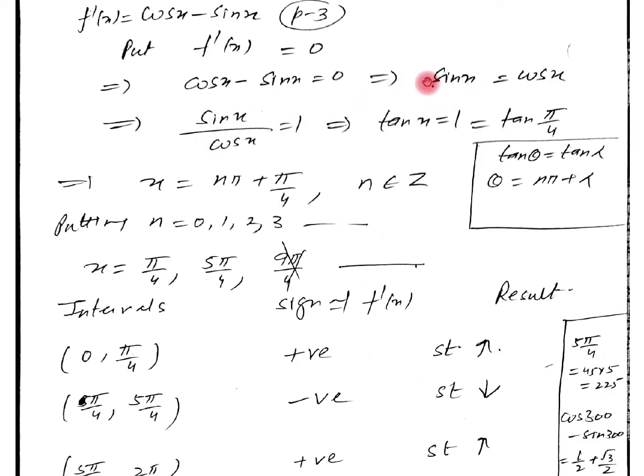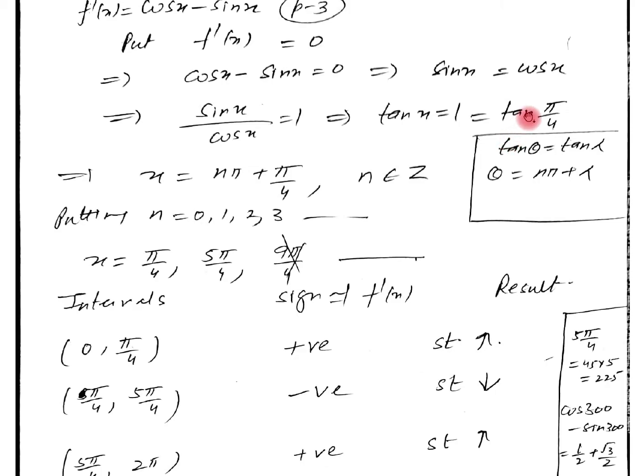Then we can write sin x upon cos x equal to 1. It means tan x equal to 1. It means 1 is tan pi by 4, so tan x equal to tan pi by 4. Again, this result we have done in the 11th class: if tan theta equal to tan alpha, then theta equal to n pi plus alpha.